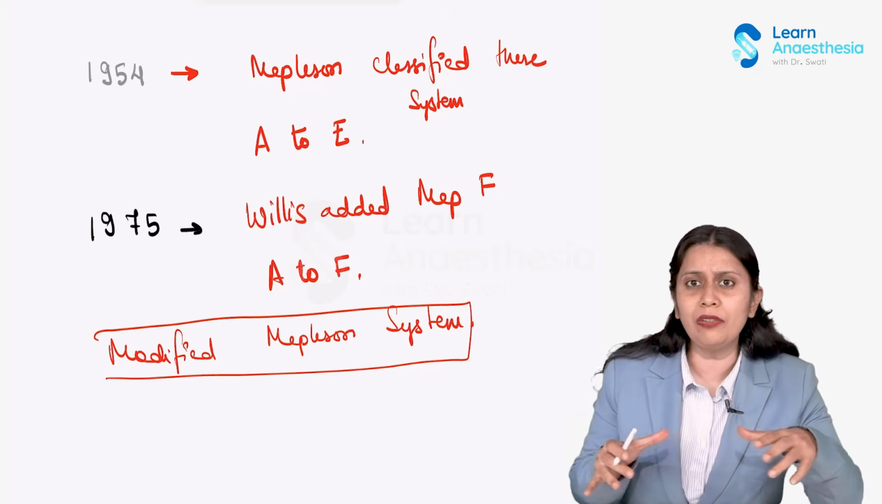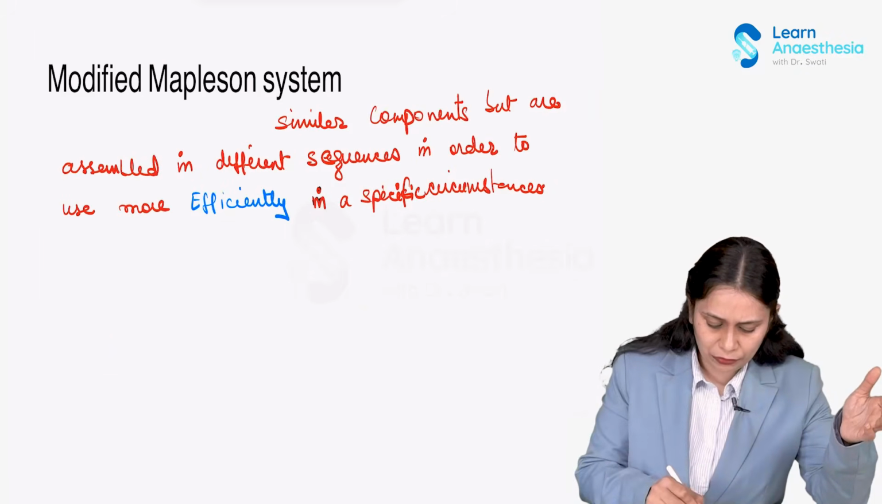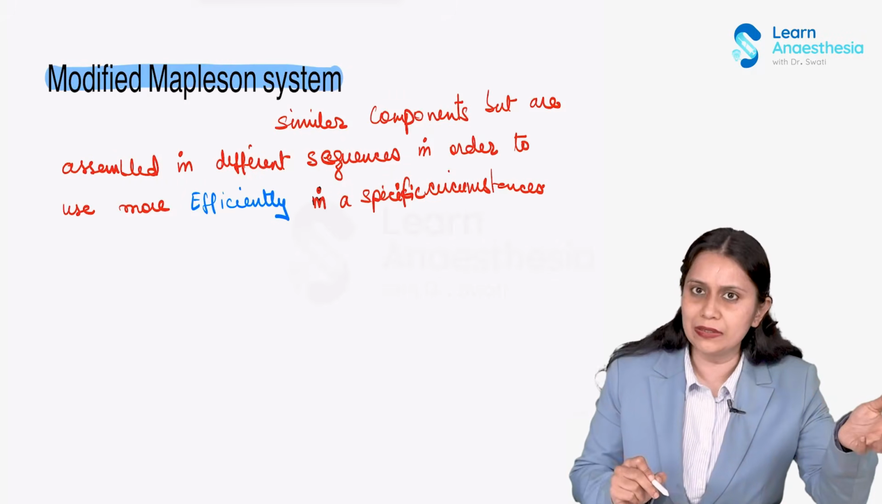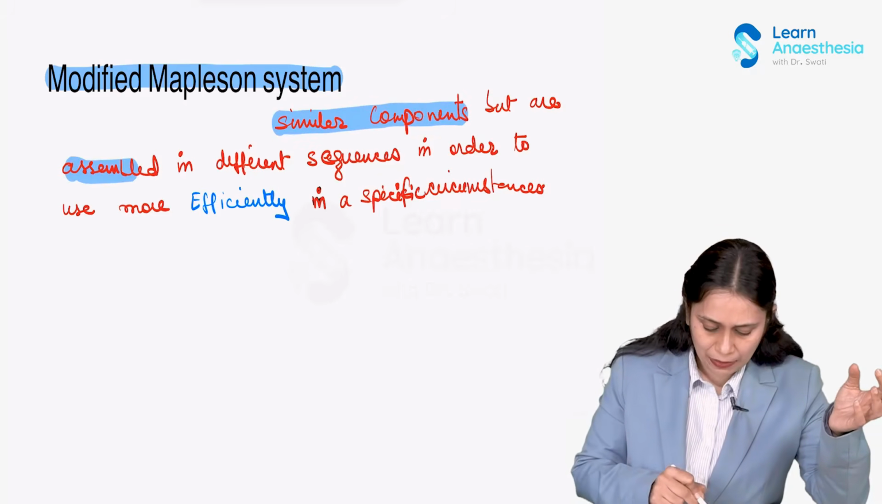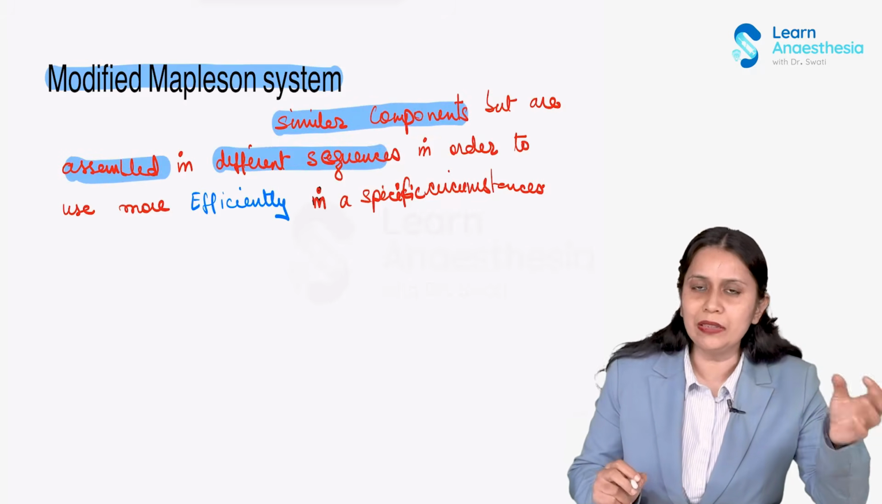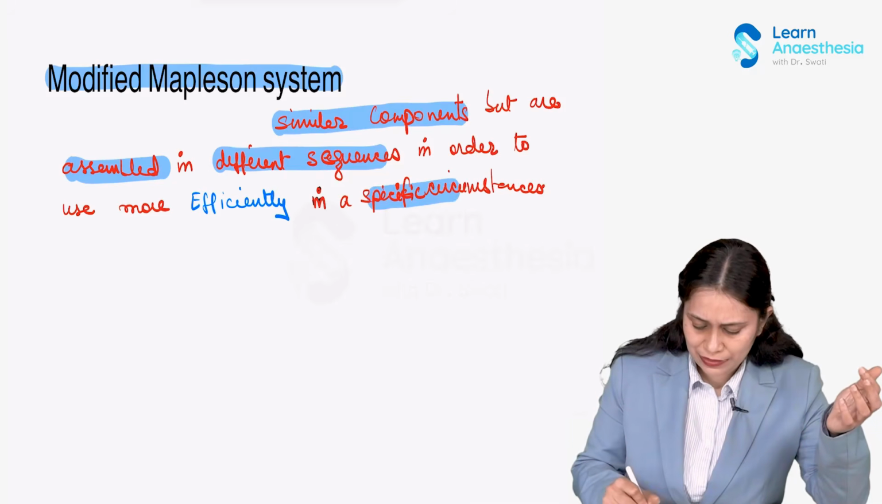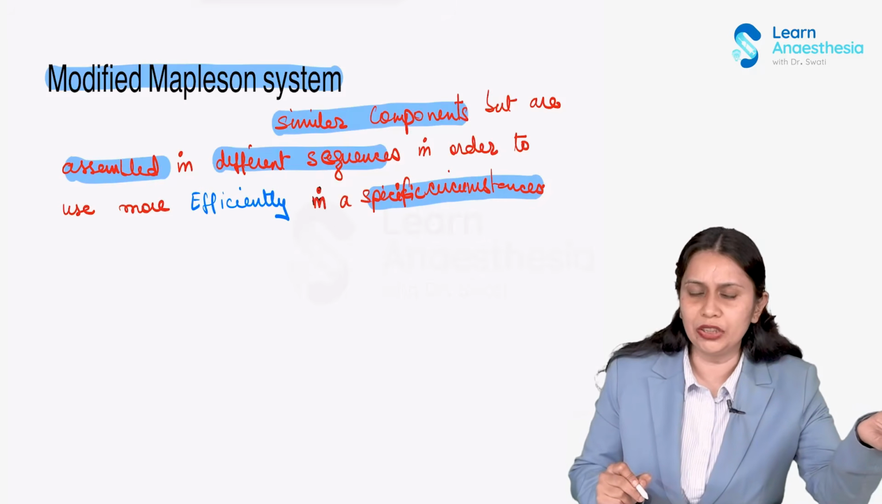Only the arrangement of one part from another is changed, and a different type of circuit comes into existence. So, what I'm trying to tell you is that all circuits of the modified Mapleson system have similar components, but assembled in different sequence in order to make them more efficient for special circumstances, like spontaneous ventilation, controlled ventilation, etc.